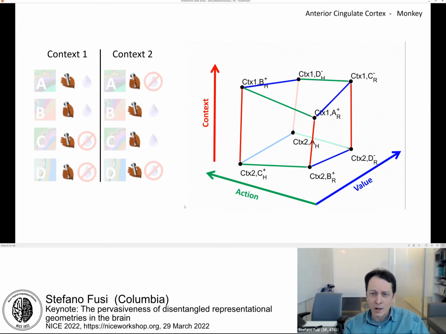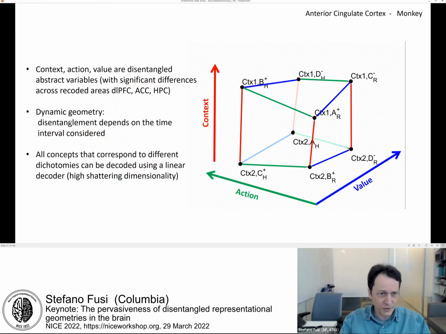Okay, so there's a lot to say about these representations, but this is published. And so you can read the paper and you can see that these representations are actually different in different time intervals. They're very dynamic and different in different brain areas. But in particular, I'm trying to summarize here a really long paper. Context, action, and value are disentangled abstract variables. There are differences. You can find this in dorsolateral prefrontal cortex, ACC, and hippocampus.